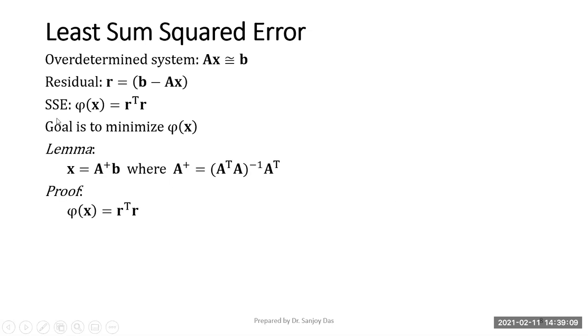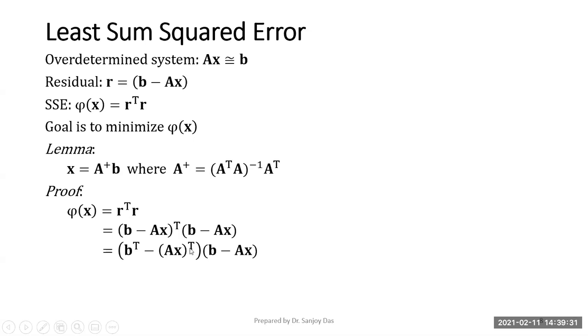Now we go to the proof. Phi of x is R transpose R. Now R, we know, is equal to B minus AX. So this is what we have, (B minus AX) transpose (B minus AX). And now I'll open up the parenthesis.